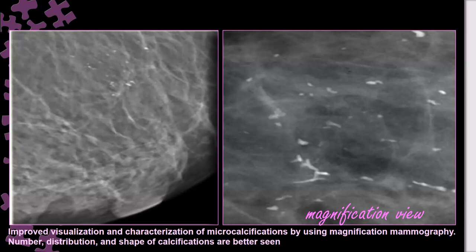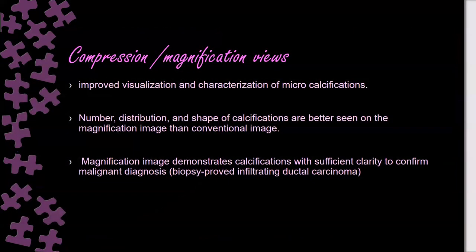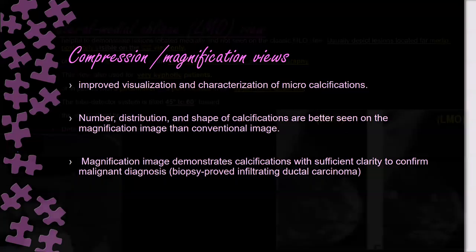Because before I presented this case, some said we will discuss later. Okay, we will not take much time because this is not the subject of the lecture. It is just to see how the magnification view helps us characterize calcification more. So the compression or spot magnification view improves visualization and characterization of microcalcification, showing the number, distribution, and shape of the calcification better than the standard view, as we have seen in the previous examples. And magnification demonstrates calcification with sufficient clarity to confirm whether it is suspicious enough to go further for biopsy or not. Do you agree?